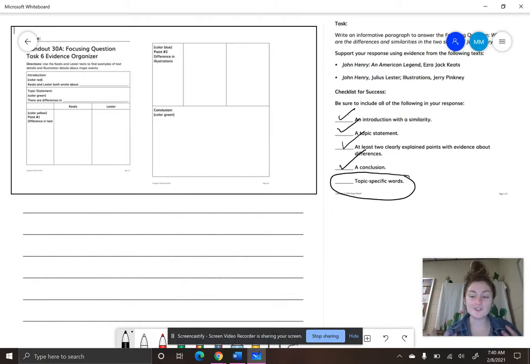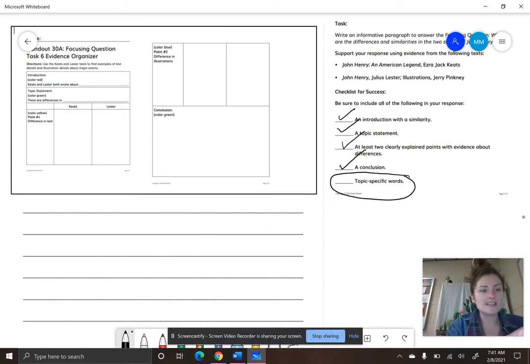We have our introduction sentence starter. Use your evidence organizer to complete the sentence. Remember, you completed it last week. So you are going to be rewriting what you wrote in your evidence organizer, but you need to make sure that you are using complete sentences. So let's start with our introduction.